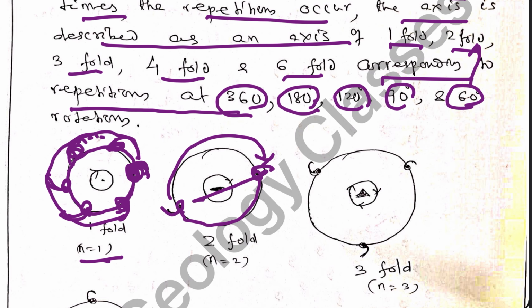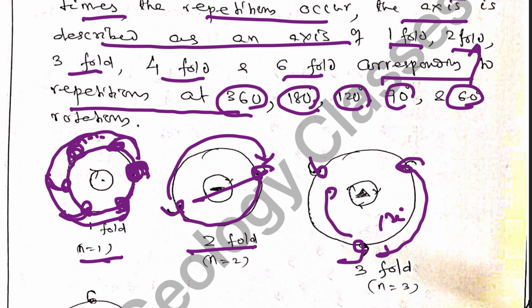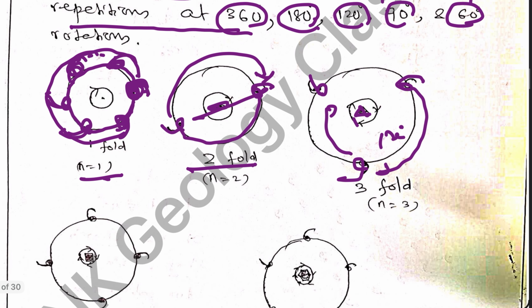Then it comes to its original position. It is a 2-fold axis of rotation. With the same motif here, it is repeating after 120 degrees. After 120 degrees, here it is repeated. So this is giving an axis of 3-fold rotation. This is an axis of 2-fold rotation.